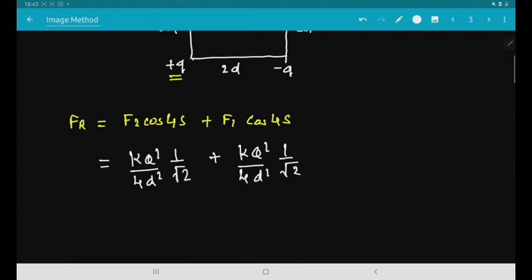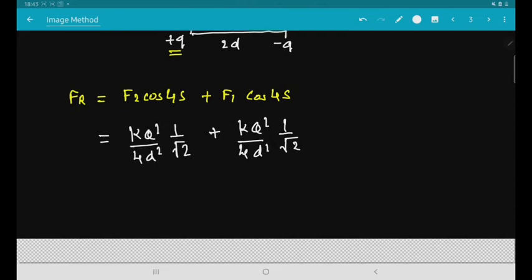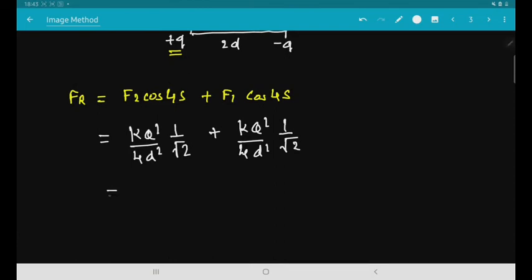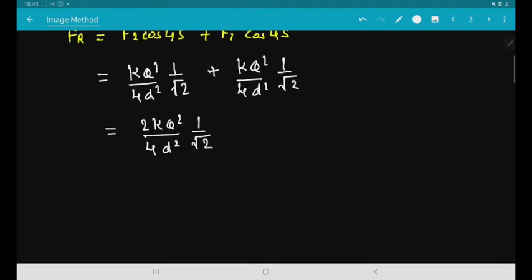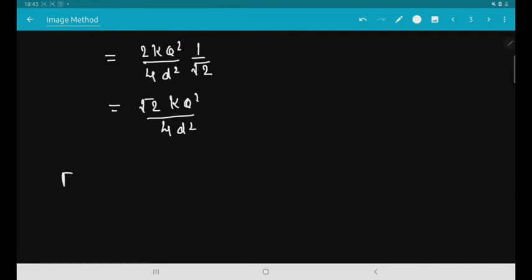Now the negative charge I am not considering, because we have already considered the directions, so we are just adding them. So we'll get 2 kq square by 4d square into 1 by root 2. That means directly we can write this as root 2 into kq square by 4d square.